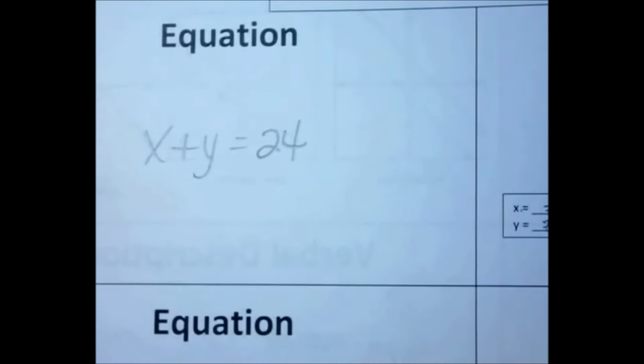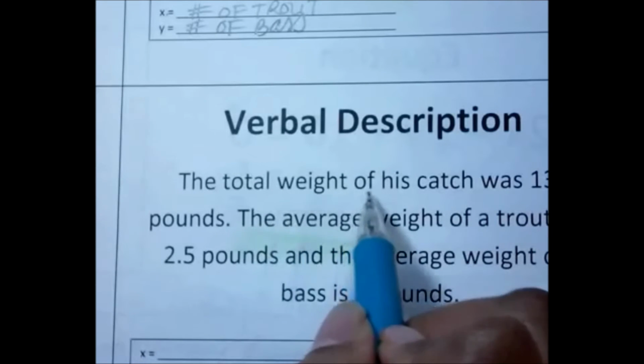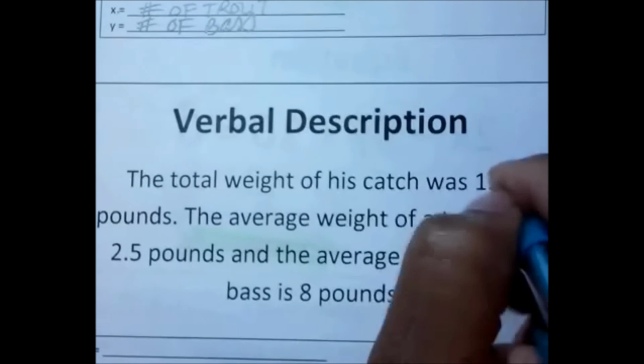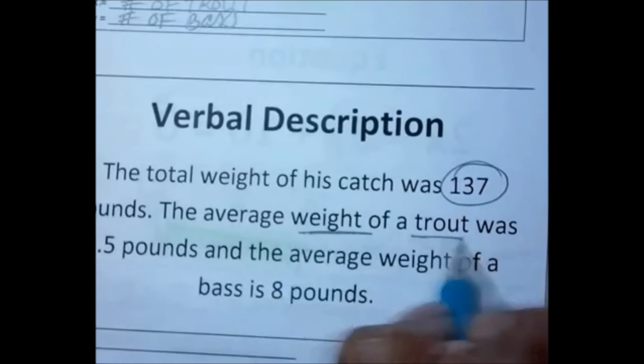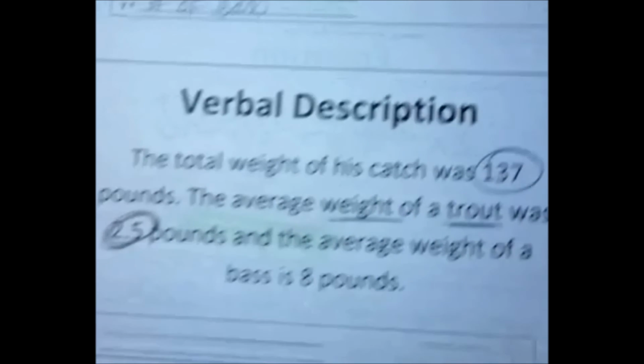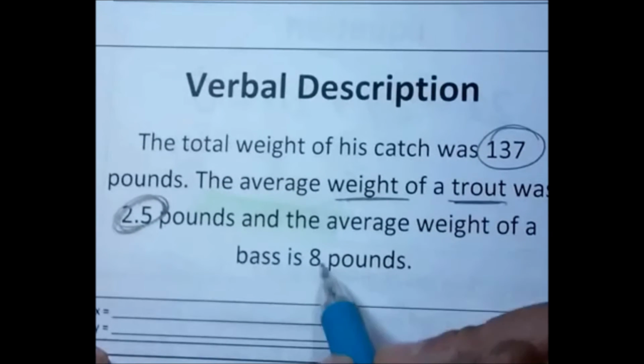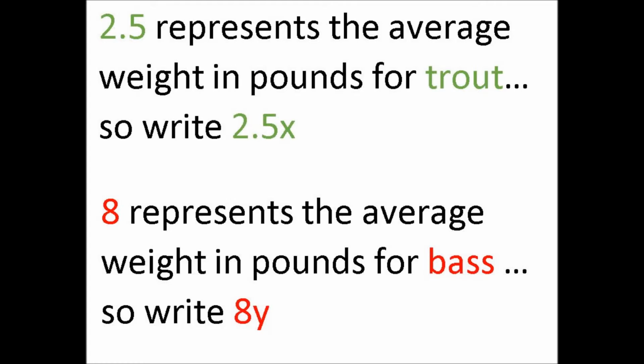Okay? And so now I'm going to set this second one up. The total weight of his catch was 137 pounds. That's the total. And the weight of the trout was 2.5 pounds. And then the weight of the bass was 8 pounds.